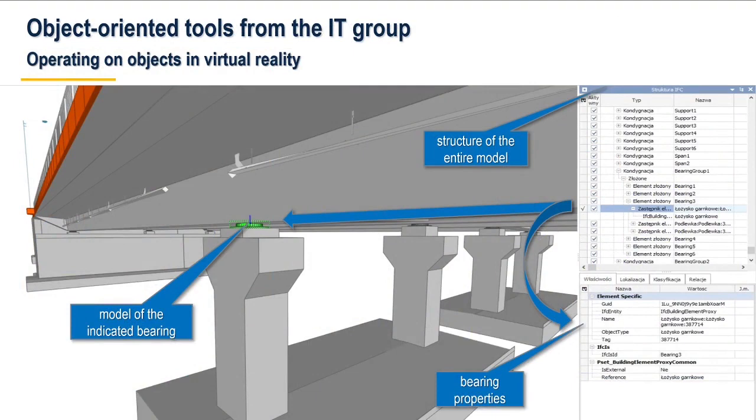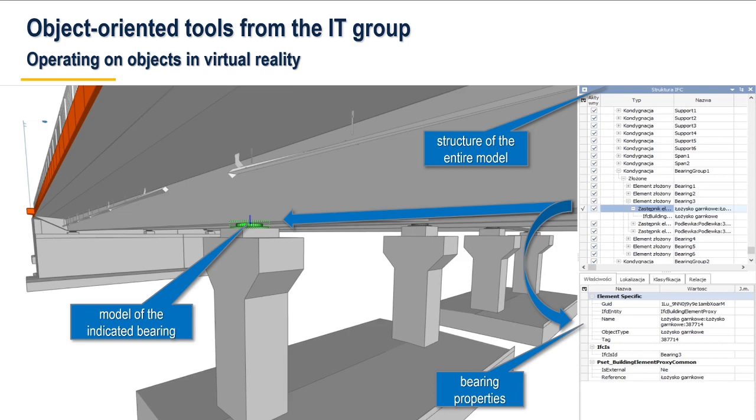In the BIM methodology, we have object-oriented IT tools that allow us to operate in virtual reality. So we do not draw lines and circles, agreeing with others that they mark, let's say, a bearing in this example, or a column. Everything we design is visible in the structure of the entire model.